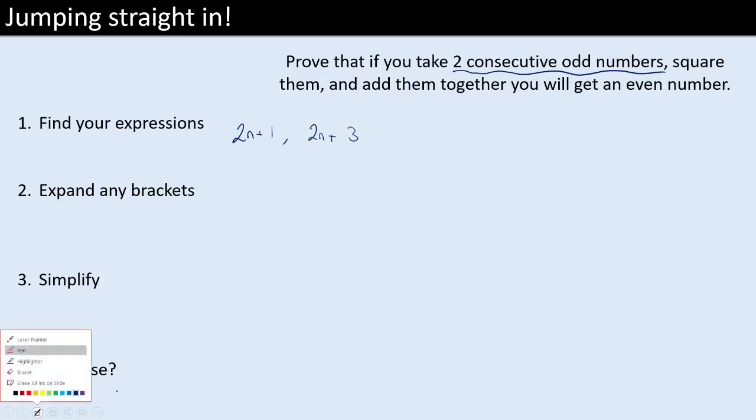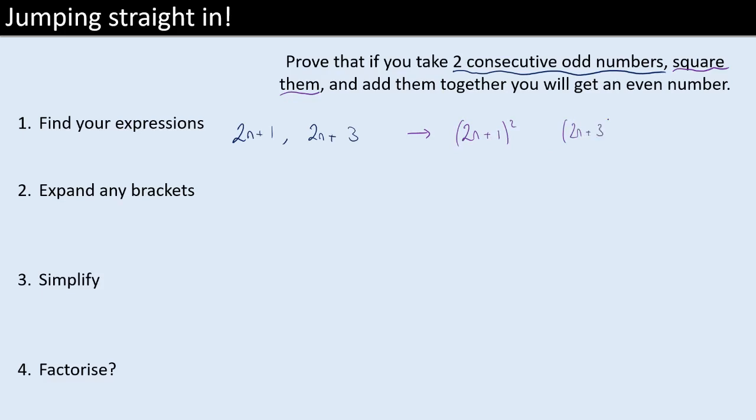We're taking those two numbers and we are squaring them. Okay, let's do that then. So we're going to have 2n plus 1 all squared and 2n plus 3 all squared. We have found our expressions that we need to use. Next step, we're adding them together, okay? And then we're going to have to move on to step number 2, which is expanding those two brackets.